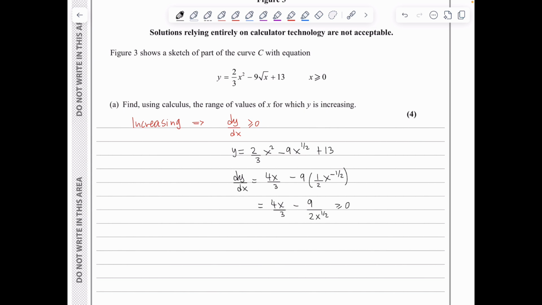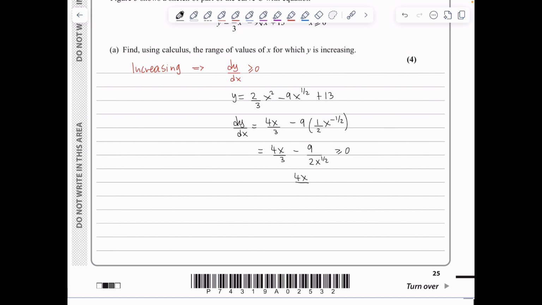equal to 0. So we've got 4x over 3 is greater than or equal to 9 over 2x to the half. Well, I will cross multiply to get 8x to the 3 over 2 is greater than or equal to 27, leading to x to the 3 over 2 greater than or equal to 27 over 8, and therefore x is greater than or equal to 27 over 8 raised to the power of 2 over 3, which simplifies to x being greater than or equal to 9 over 4.